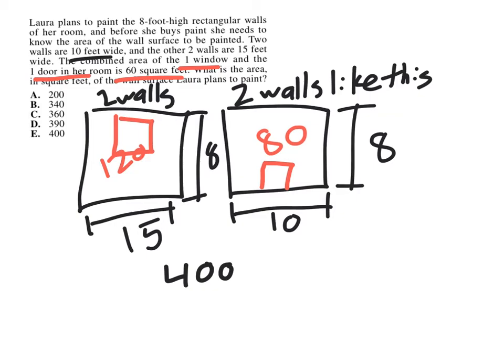So out of this total 400 square feet, we can take out 60 of it because we don't have to paint the door or the window, which means there are only 340 square feet available for us to paint, which means the correct answer here would be the letter B, 340.